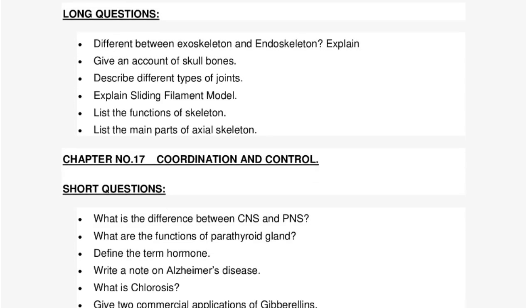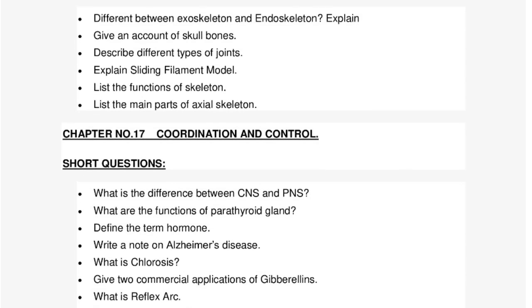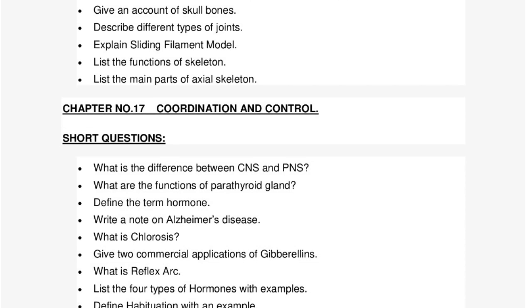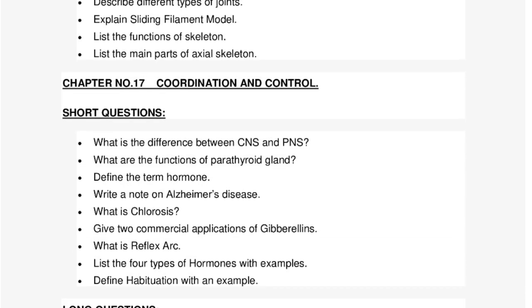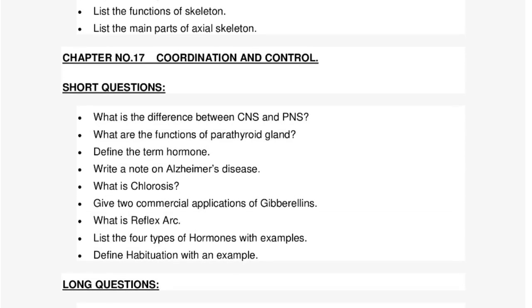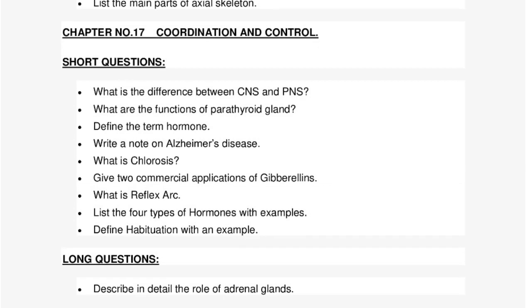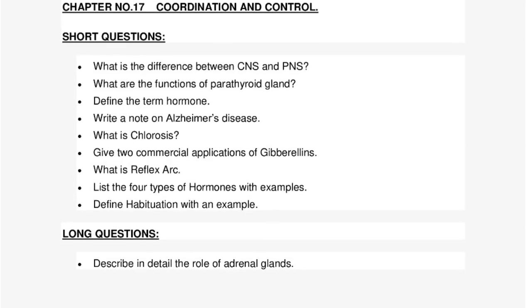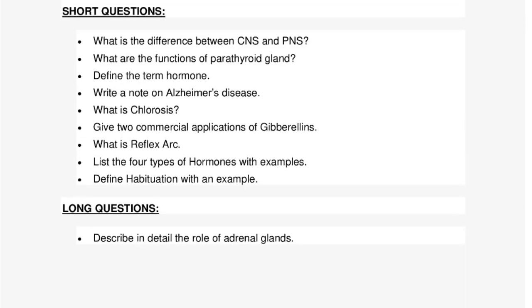Chapter No. 17 Coordination and control. Short questions. What is the difference between CNS and PNS? What are the functions of parathyroid gland? Define the term hormone. Write a note on Alzheimer's disease.